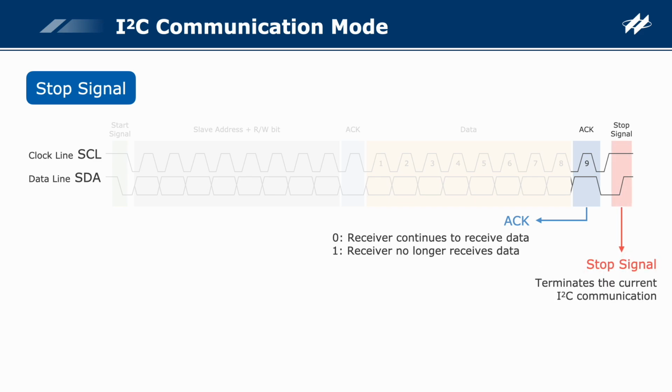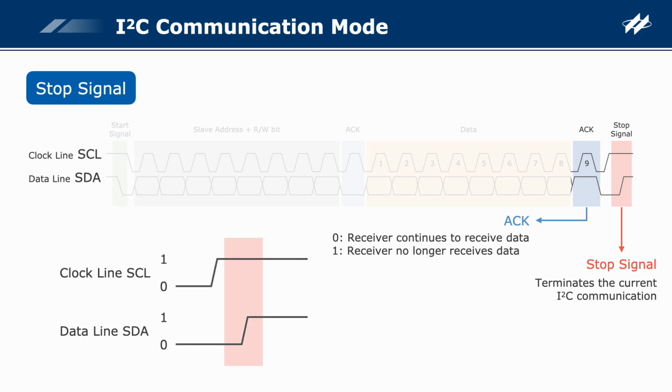When the master receives a not acknowledged signal after data transmission, or when the master has received enough data and transmits a not acknowledged signal to the slave, the master then transmits a stop signal to terminate the I²C communication. The stop signal refers to that the master on the I²C bus controls the SDA line to change from low to high when the SCL line is high.